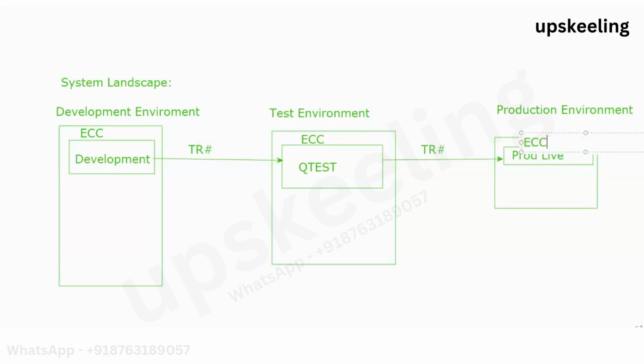And let us say your business is somewhere around in 30 countries. You have business operations in 30 countries, and all these 30 countries' configuration is recorded in each system.